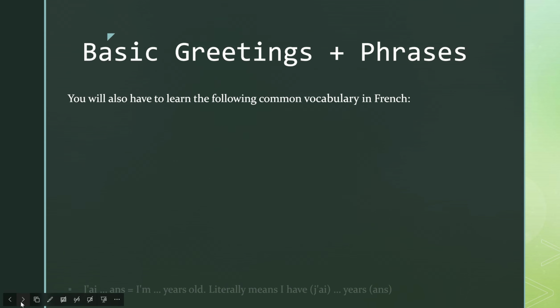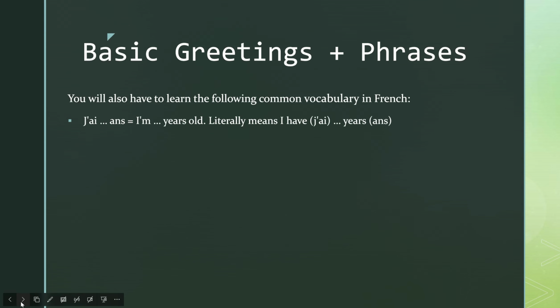Continuing. J'ai blah blah blah ans, which means I'm so many years old. It literally means I have so many years. And by the way, it's not only this phrase; you can also say tu es, because we are going to learn the avoir conjugation later, and you can realize that you can use the avoir conjugation, être conjugation, and any verb conjugation if you need to use them.